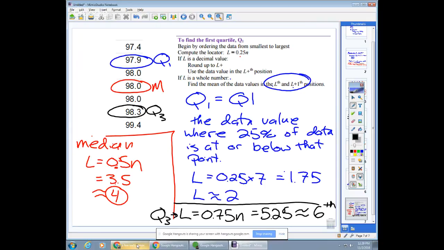Okay, calculator says the first quartile should be 97.9. Oh, TI agrees. It says the median should be 98, and quartile 3 should be 98.3. So it could be the calculator is using the locator method to find these. All right, now, so the calculator agrees with the locator method. Let's go ask Google Sheets what it thinks.